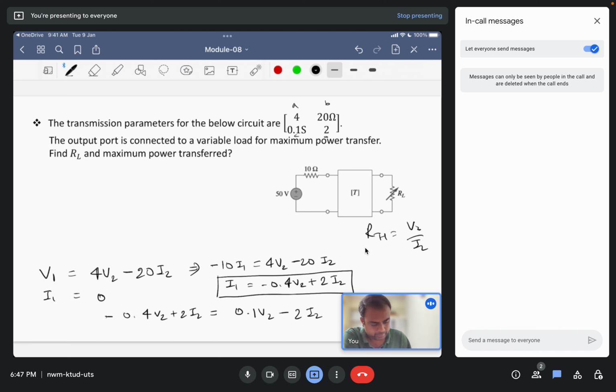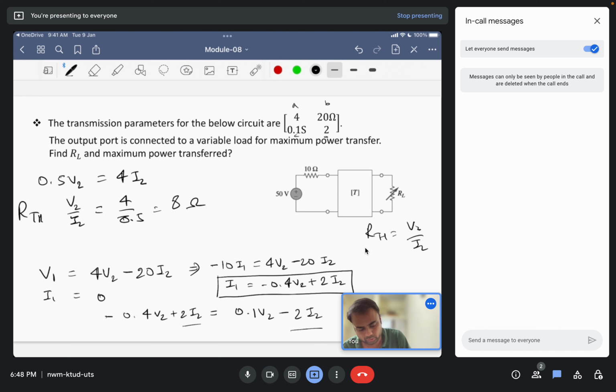So taking V2 together, 0.5 V2 is equal to 4 I2. So these 2 I2, 2 I2, 4 I2. So V2 by I2 is equal to 4 by 0.5, that is 8 ohms. So this is RTH. RTH comes out to be 8 ohms. So first step of the problem, we have obtained RTH.